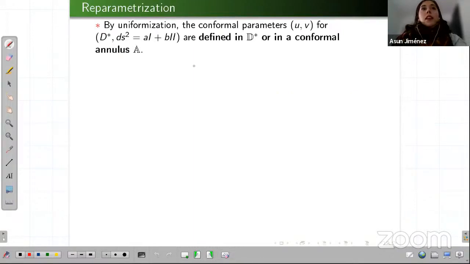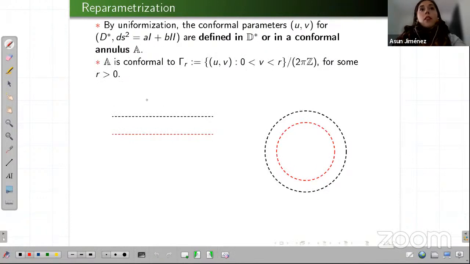Well, the first observation is that by uniformization, your Riemann surface associated to this metric ds square will be conformal to a punctured disk or to an annulus. These are the two possible options. When the conformal structure is that of an annulus, we will assume that, up to a conformal reparametrization, you can reparametrize your surface in a certain strip.